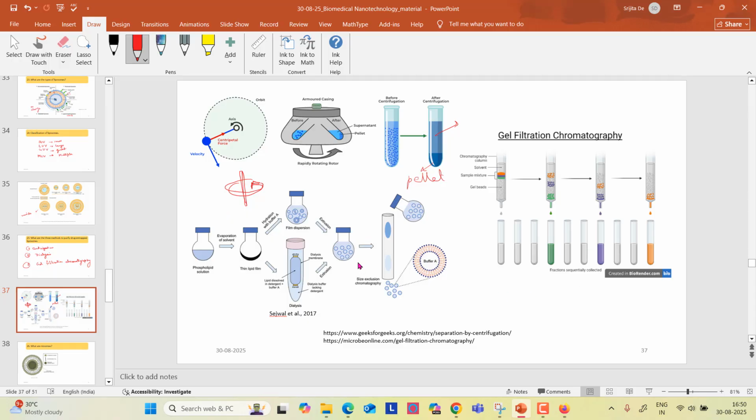Next one is dialysis. So here you can see that this is the phospholipid solution where drugs are entrapped. First it is evaporated using a solvent.